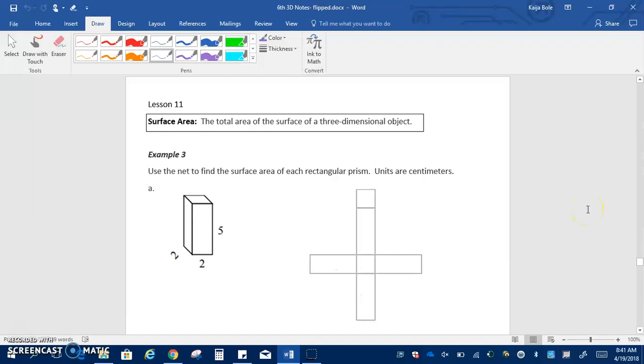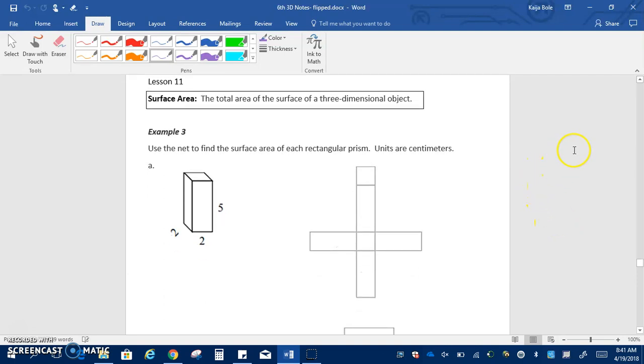Alright, so here we are on lesson 11, and lesson 11 is about the surface area. So you should be on page 19 of your note packet. And at the top it says that surface area is the total area of the surface of a three-dimensional shape. So if you think about the word surface, that kind of means like the outside. So we're talking about the area of the entire outside of this 3D shape. So that means we're going to have more than one thing to find the area of.